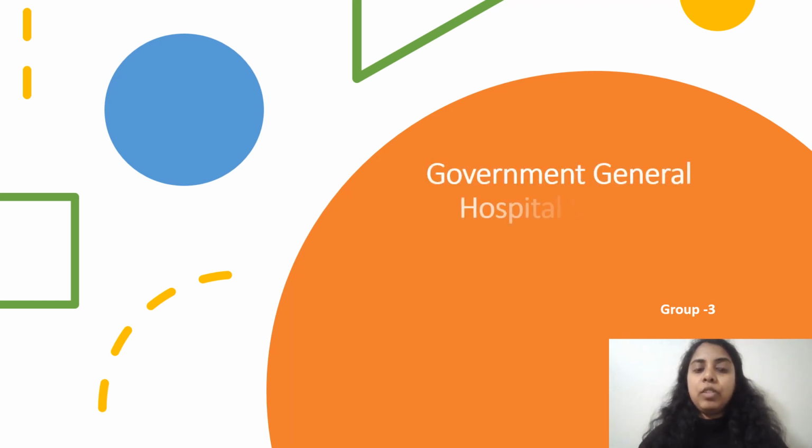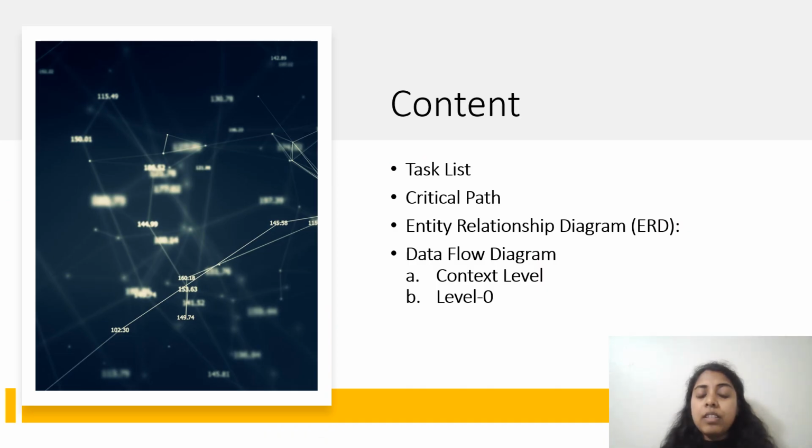Today, we as Team 3 are going to present the project plan for our client, Government General Hospital. Following are the contents of our project plan. First one, task list, critical path, entity relationship diagram, and data flow diagrams in the context level and level 0.